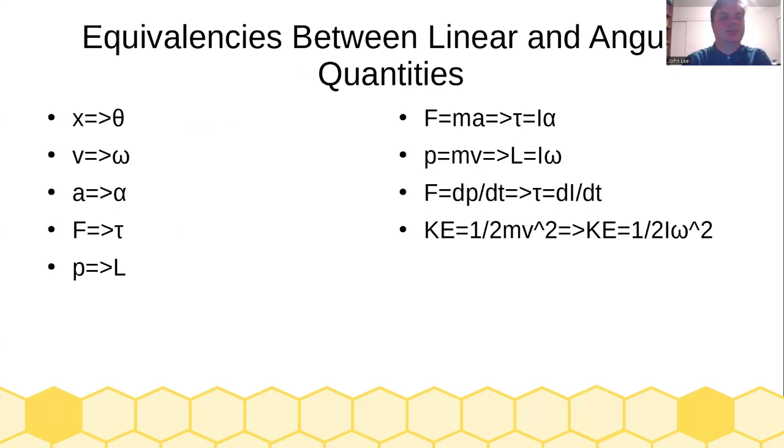Position goes to angle, speed goes to angular speed, acceleration goes to angular acceleration, force goes to torque, momentum goes to angular momentum, F equals ma goes to torque equals I alpha, P equals mv goes to L equals I omega, force equals the change in momentum over time goes to torque equals the change in angular momentum over time, and kinetic energy equals 1/2 mv squared goes to kinetic energy equals 1/2 I omega squared.